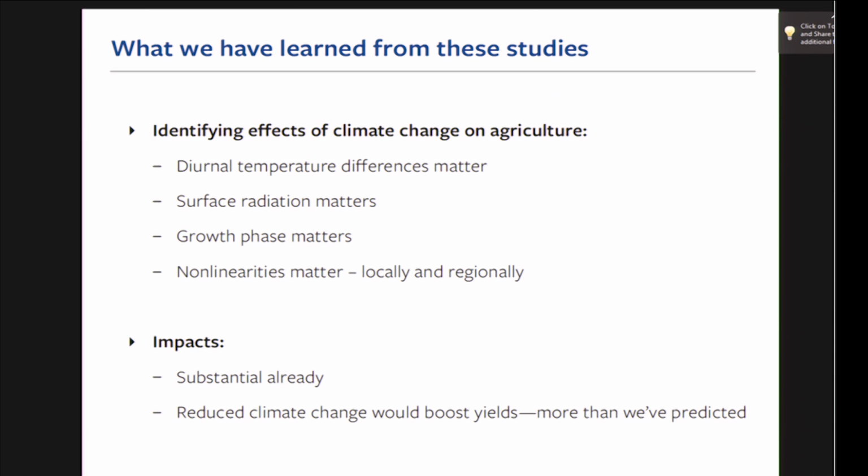So we know that radiation matters, that whether it's cold at night or during the day really matters, when the rice plant is exposed to extreme weather matters, and also that these responses of the rice plant aren't linear. A linear world is really beautiful because it's easy, but they're highly nonlinear and often non-symmetric, which makes it tricky. But we're already observing substantial impacts on rice and certain other crops in areas, and reduced climate change we showed would boost yields, and we think more than we've so far predicted.